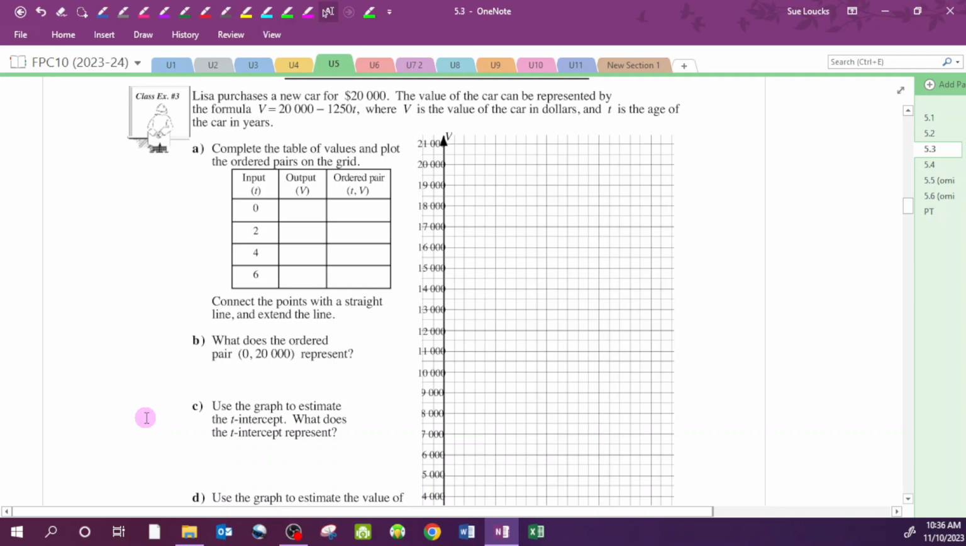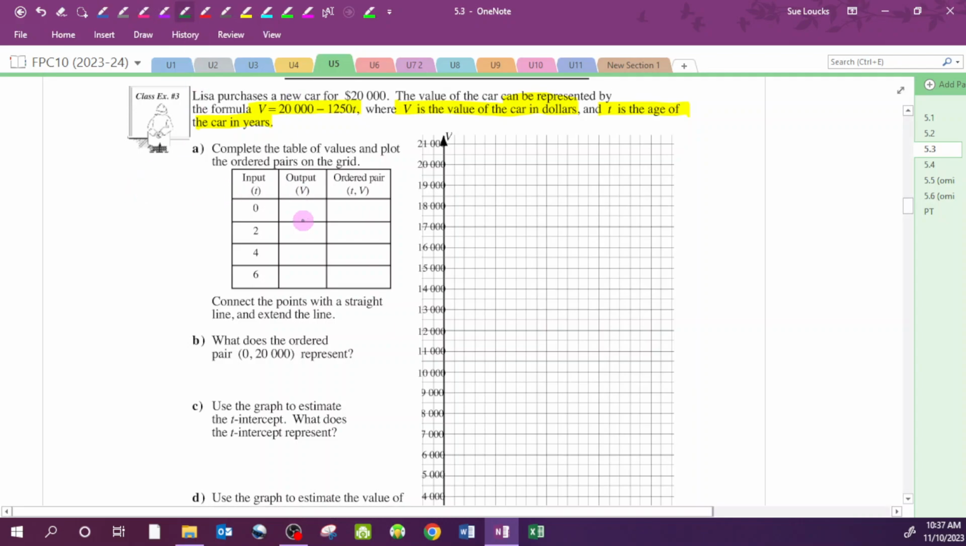And this example is going to take a bit of work to do. Okay, Lisa purchases a new car for $20,000. The value of the car can be represented by this formula. Always pay attention, because it will tell you what the variables are. So V is the value of the car in dollars, and T is the age of the car in years. So we're going to complete this table using this formula.